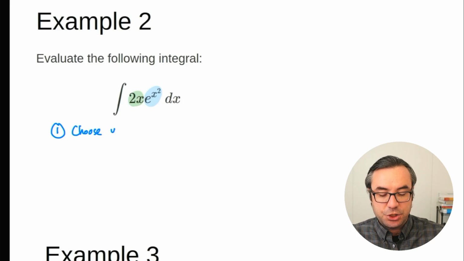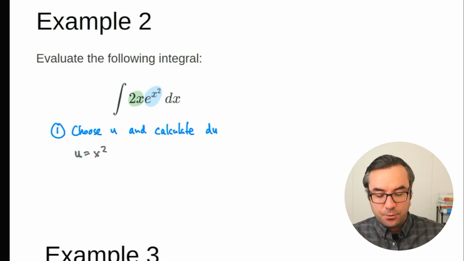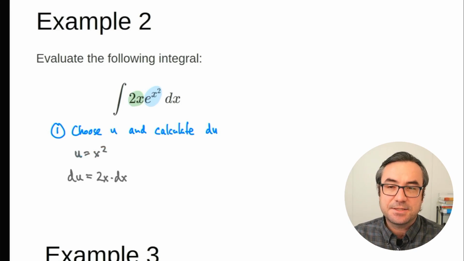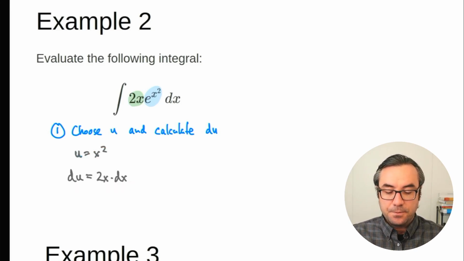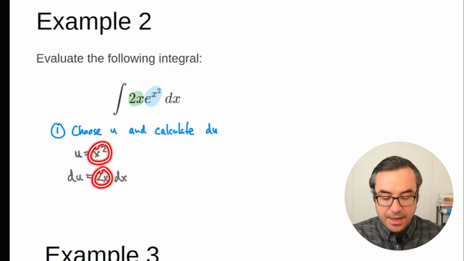Again, the first step here is to choose u and calculate du. Our choice for u in this case is going to be the stuff in the exponent, x squared. When we calculate du, the differential, how do we do that? We differentiate the x squared function, so we get 2x, and then we multiply that by dx. So this is the differential. When we calculate it, we're going off of what we chose for u. Forget about the integral for just a second. Once we choose u, your hand is forced. You have to calculate du by taking the derivative and then multiplying by dx.